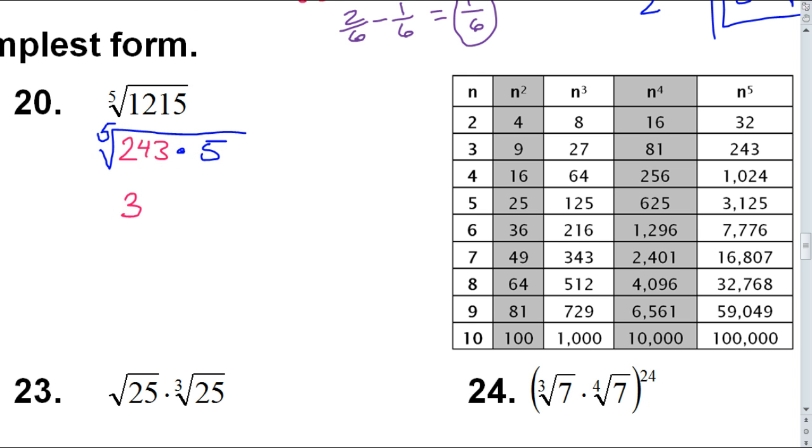Now everything here in blue is going to be left behind. So I will still have the fifth root of 5. So this would be the final answer for number 20.